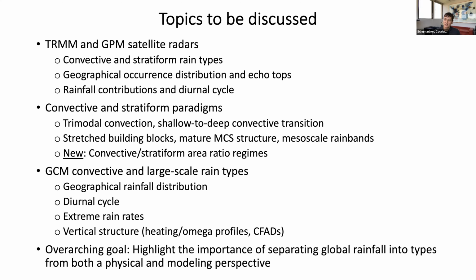Also, that'll be probably like 2/3 of the talk, and the last third or so, I will go into how GCMs, they're not going to get these exact rain types that are observed by radar, these fine scale storm types, but what do their different rain types mean and look like and do in the same sense in terms of vertical structure and diurnal cycle and such. And my overarching goal is I really want to highlight the importance of these global rainfall types from both a physical and modeling perspective.